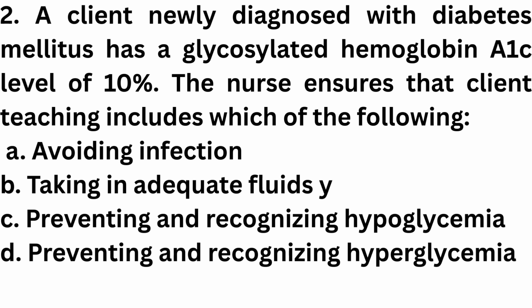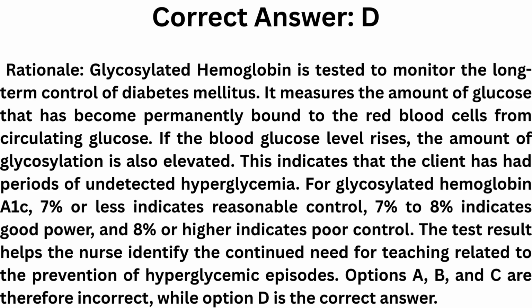2. A client newly diagnosed with diabetes mellitus has a glycosylated hemoglobin A1C level of 10%. The nurse ensures that client teaching includes which of the following? A. Avoiding infection. B. Taking in adequate fluids. C. Preventing and recognizing hypoglycemia. D. Preventing and recognizing hyperglycemia. Correct answer, D. Rationale. Glycosylated hemoglobin is tested to monitor the long-term control of diabetes mellitus.